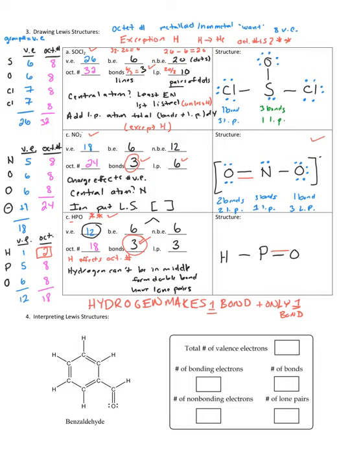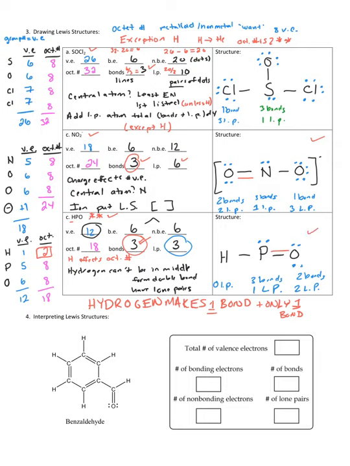Now, when I go to put in my lone pairs, again, I need to put in 3 lone pairs. No lone pairs on hydrogen, ever. And so my phosphorus has 3 bonds. It gets 1 of my lone pairs. And then my oxygen with 2 bonds is going to get my other 2 lone pairs. And so again, any of the open sides. And so there is my Lewis structure for HPO.